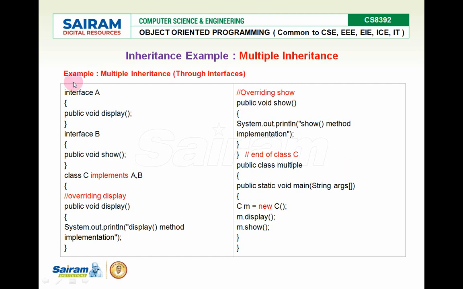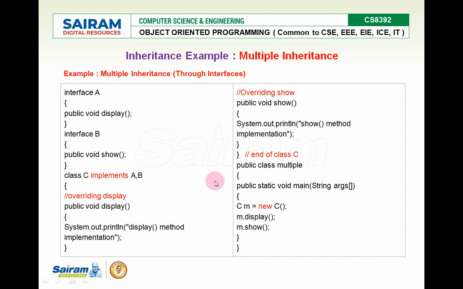Now see the example. Interface A has method display, interface B has method show. Instead of extends, I am using implements A comma B interfaces. These two methods are implemented in class C. The display method and show method are defined in class C. That's what is called implements. Now I'm creating public static void main. I'm creating the object for the final class, the derived class, which is class C. For derived class C I'm creating the object M, and I'm calling the display method and show method.